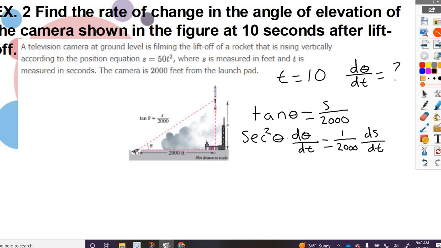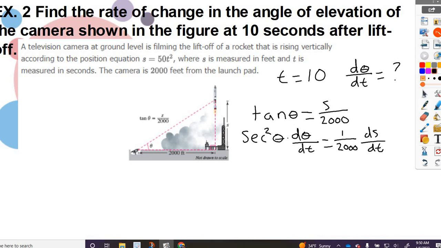We are looking for d theta dt, so we don't have to plug something into there. 1 over 2,000 is a constant, so we're all right there. However, in order to be able to solve for d theta, I also need to have ds dt, and I need to have a theta to plug in there. And this is the part where I told you they did not give us a ton of numbers to plug in, like some of the ones we dealt with yesterday. However, they did give us this equation, yes?